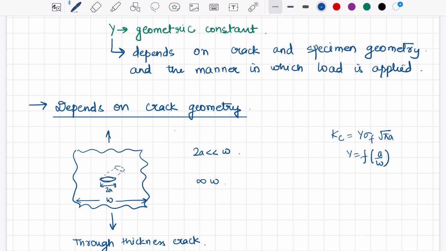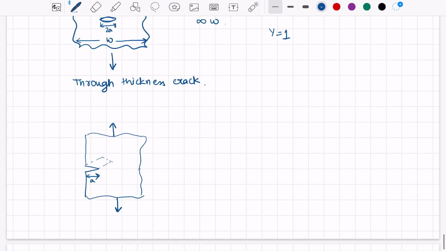So if it's a center cracked specimen in an infinite width plate, in that case y is equal to 1, and if it's an edge crack in a semi-infinite width plate, in that case y is nearly equal to 1.1. Likewise, there are several mathematically complex equations that are present for single edge cracked specimen, double edge cracked specimen. So there are multiple such equations. For that we can refer to fracture mechanics books.